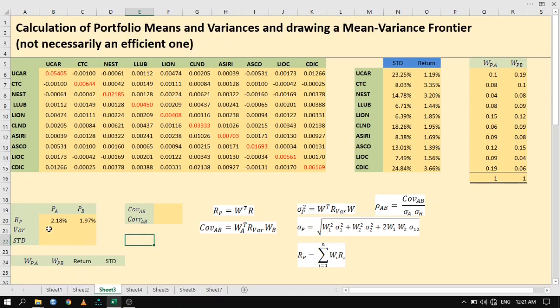The next thing I'm going to do is calculate the variance of these two portfolios. For that purpose, I am going to use this formula. Here you can see the variance of the portfolio is equal to weight transpose multiplied by the variance covariance matrix multiplied by the weight. I'm going to use matrix multiplication here also. As you can see, we have three matrices to multiply together, so I'm going to use MMULT and again MMULT.